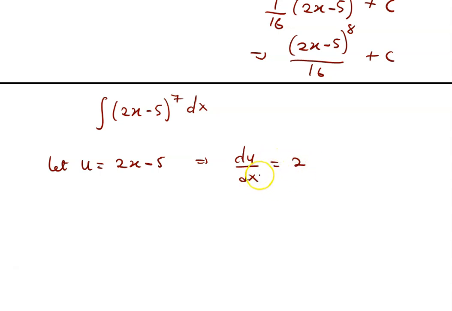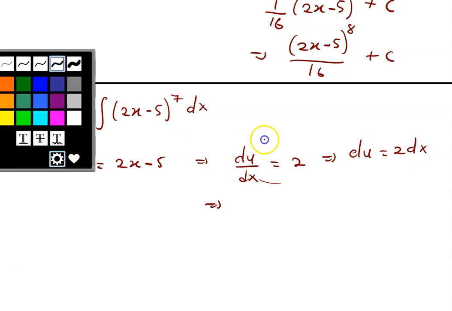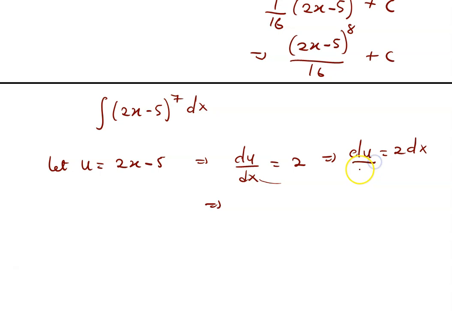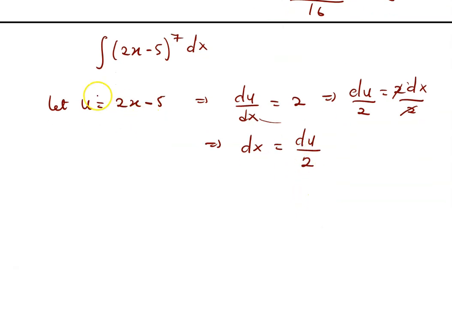So with this, I'm going to make the x the subject. I'll send this one to this side, right? So what do I get? I'm going to get du is equal to 2 dx. Then later on, I'm going to divide both sides by 2. So dividing both sides by 2, what do I get? I'm going to get dx equal to du all divided by 2. Very good. So now we've gotten the value for dx and we've gotten the value for u.